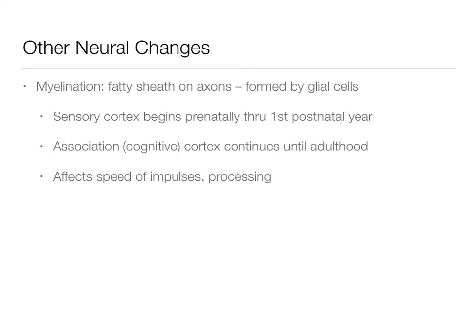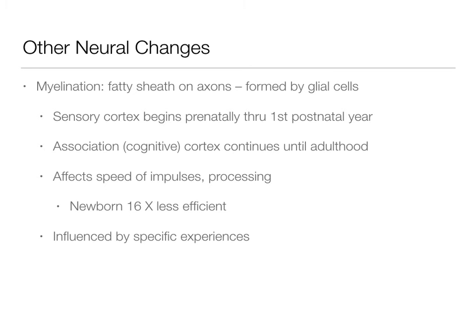And again, this is really affecting the speed of the processing because it's making those impulses down the axon travel a lot faster. So a newborn's neurons are 16 times less efficient than adults' neurons because they don't have the same level of myelination that we as adults have.